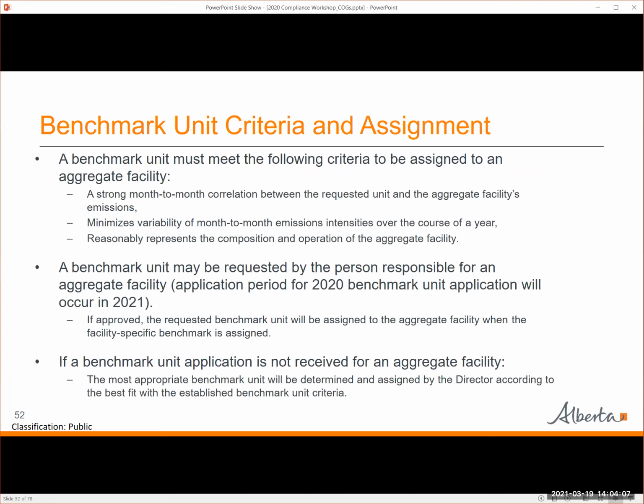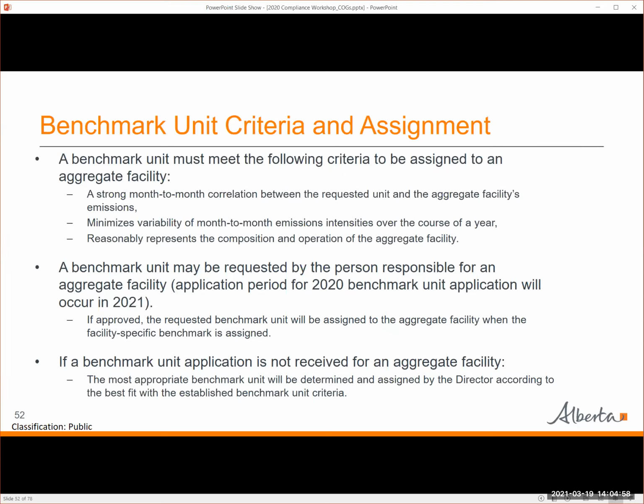So when we're looking at how to assign the benchmark units, and many folks have submitted benchmark unit applications, so this is probably familiar to folks. Part of what we're looking for is, is there a strong month-to-month correlation between the unit and the emissions? And we're taking that month-to-month correlation as kind of a proxy for what may be the year-over-year variation that we might see, which could result in a lot of oscillation in the compliance outcomes in the tons owed. We're also looking for whether it creates consistency in the emissions intensities, so that those things are related, and also whether it reasonably represents the composition of the aggregate facility.